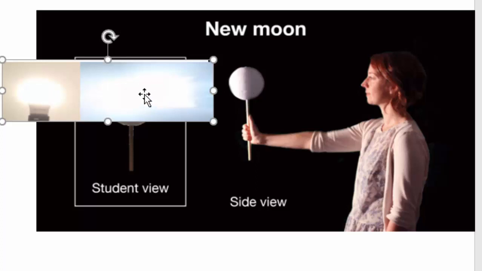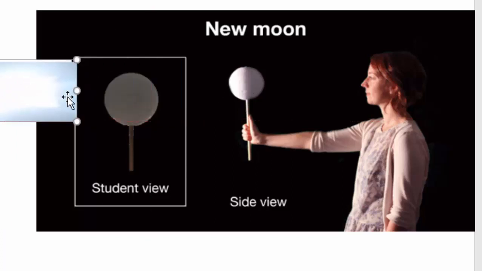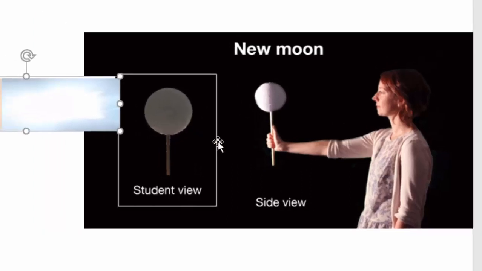In that case, you should be able to see this view here, because the part of the moon that is lit is facing away from the observer. So you will not be able to see any segment of the lit part of the moon.